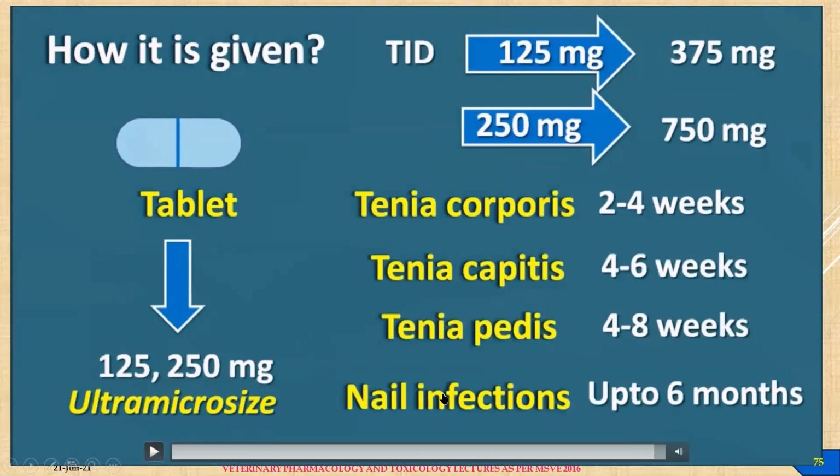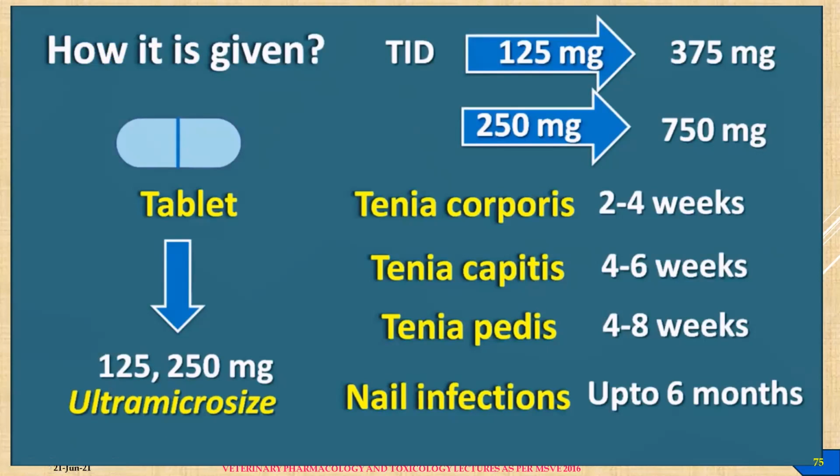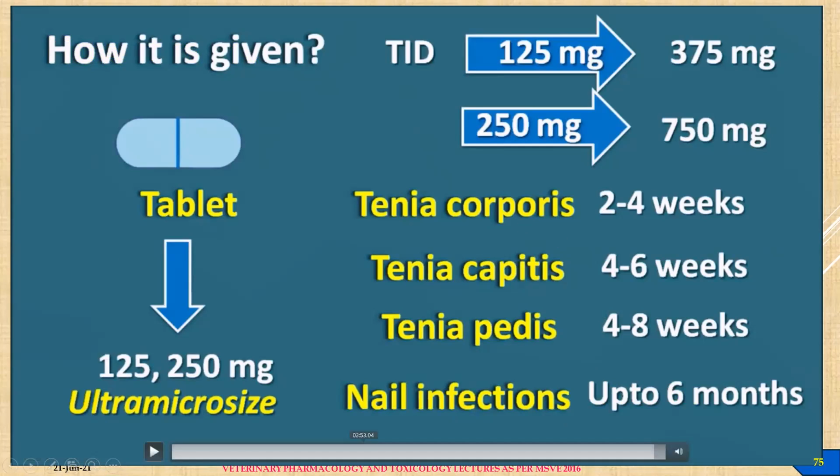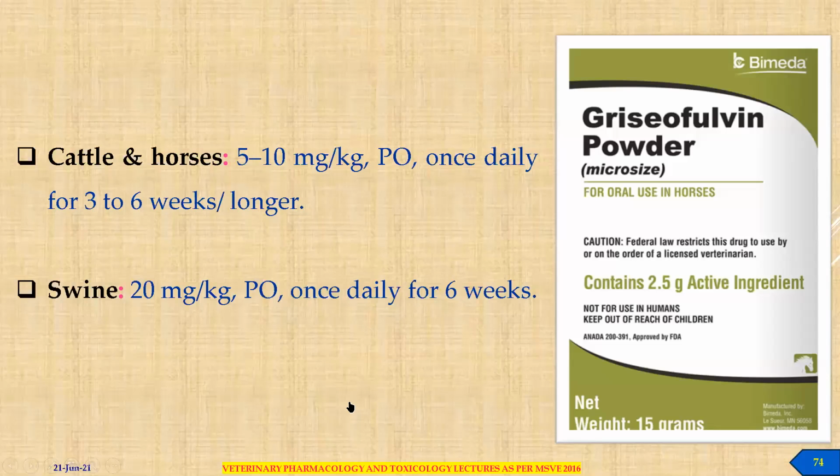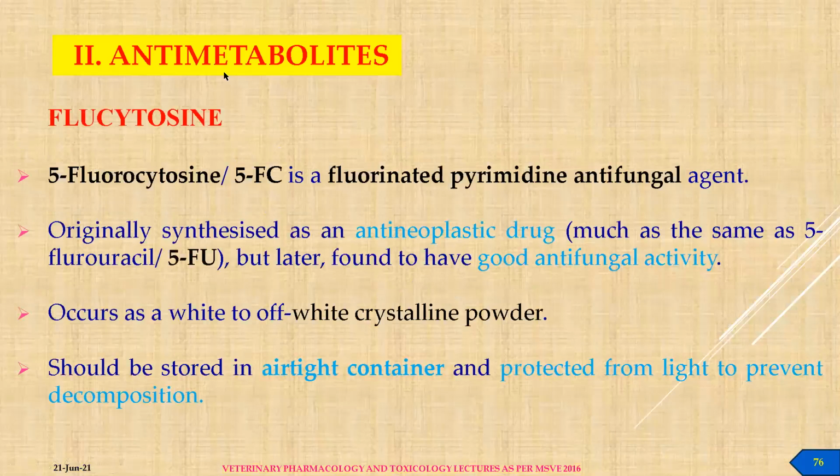Nail infection is very difficult to treat, including in human beings, especially ladies, while washing utensils, etc. They may get a nail infection if they are not hygienic enough. So this requires long-term treatment, and it is always toxic. Tomorrow we will deal with the anti-metabolites, especially flucytosine, etc.